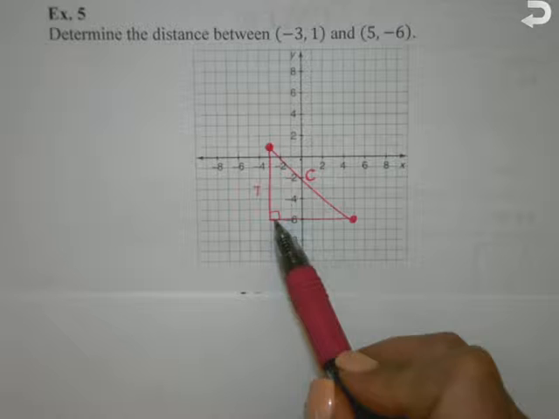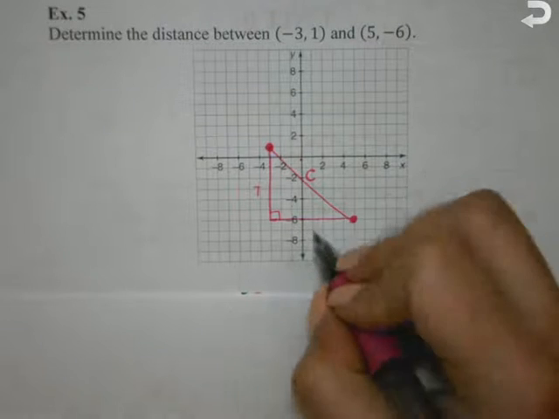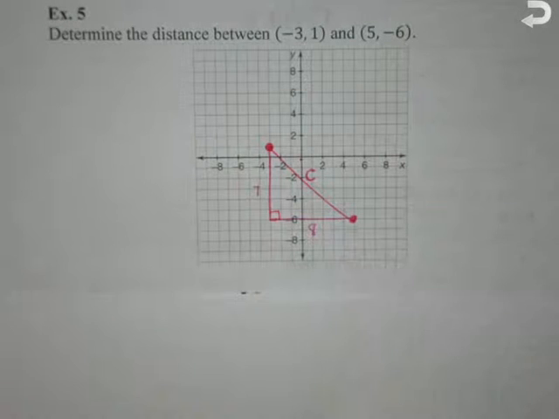What about this leg? It's going to be 8. Caleb, how'd you get that? Just counted.